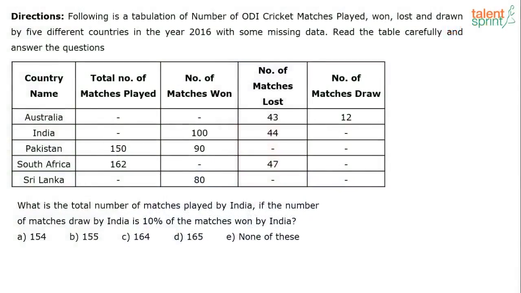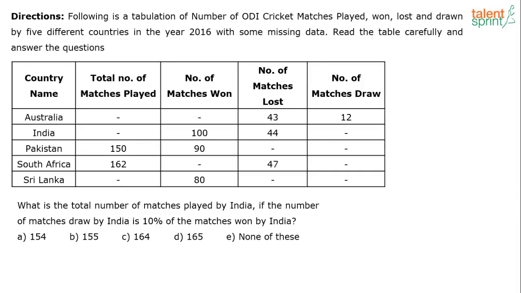Let me now move to the next one from this set of questions on data interpretation with missing data. So here's the next question on your screens now. What does it say? What is the total number of matches played by India if the number of matches drawn by India, it says draw there but should be drawn, apologies for that error, is 10% of the matches won by India. Yeah, the total number of matches played by India is what has to be calculated.